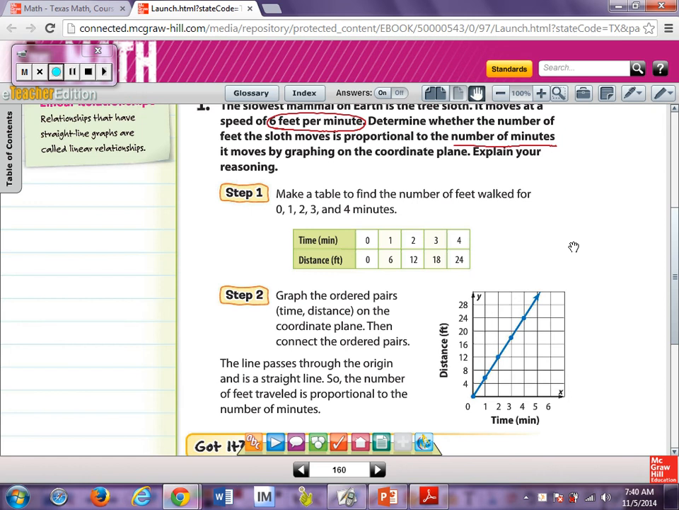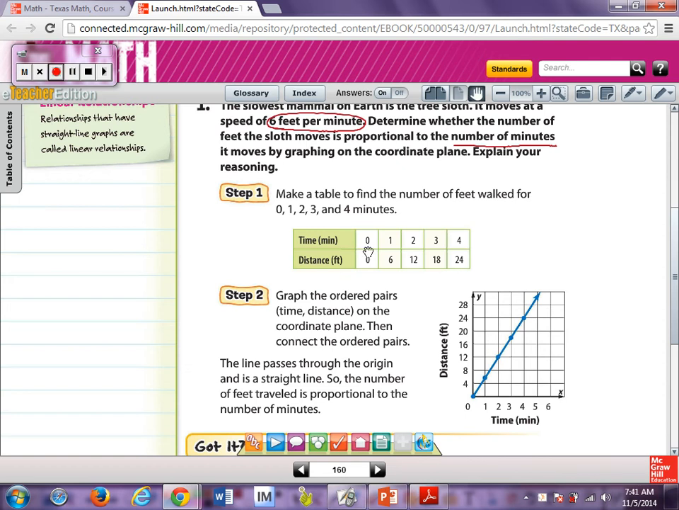And it says, make a table to find the number of feet walked for 0, 1, 2, 3, 4 minutes. So here's our graph. Here's the time they're talking about, all the minutes. And we know that it moves at 6 feet a minute. So that is our unit rate, 6 feet in 1 minute. So then if that holds true every single time, then 6 feet in 1 minute, 6 times 2, 12 feet, times 3, 18, times 4, 24. If it's always consistent like that, then we know we have two quantities that are proportional.